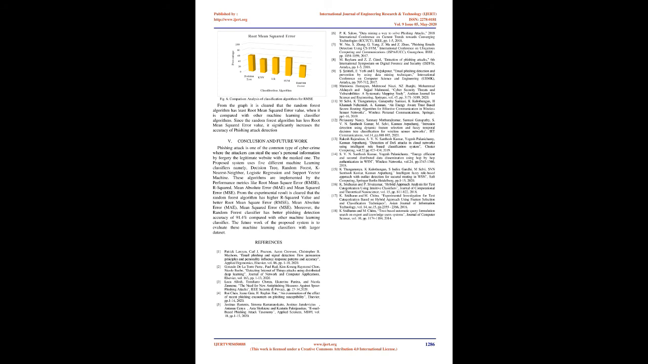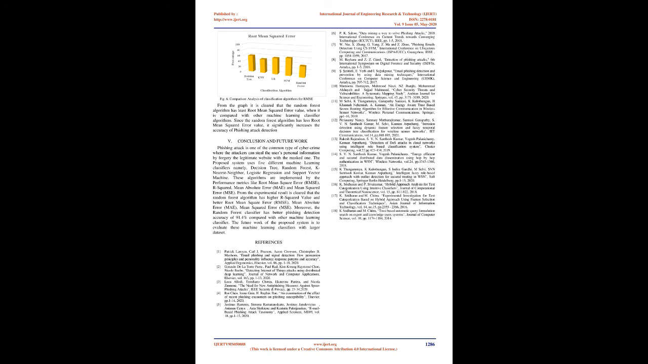Results and discussions. The proposed model is evaluated by using Python. We have considered four performance metrics, namely root mean square error, RMSE, R-squared, mean absolute error, MAE, and mean squared error, MSE. Fig 3 gives the mean squared error value for the four different machine learning classification algorithms. From the graph it is clear that the random forest algorithm has a better MSE value when compared with other machine learning classifier algorithms. Since the random forest algorithm has the least MSE value, it significantly increases the accuracy of phishing attack detection.